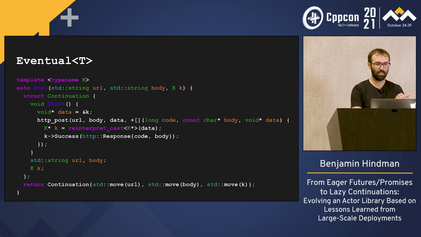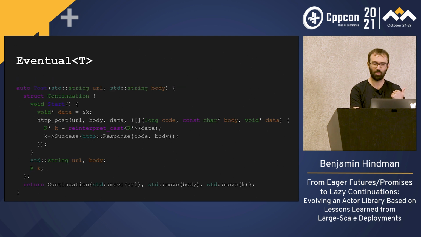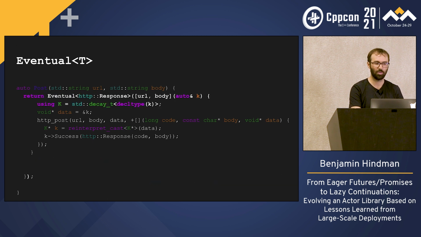Rather than passing in the continuation, and then having some continuation that we create ourselves and return, you can actually return this eventual type. It feels a bit like a promise. This is an eventual of an HTTP response. It takes the lambda that you're actually going to execute when this eventual gets started, and what we pass to you is your continuation.